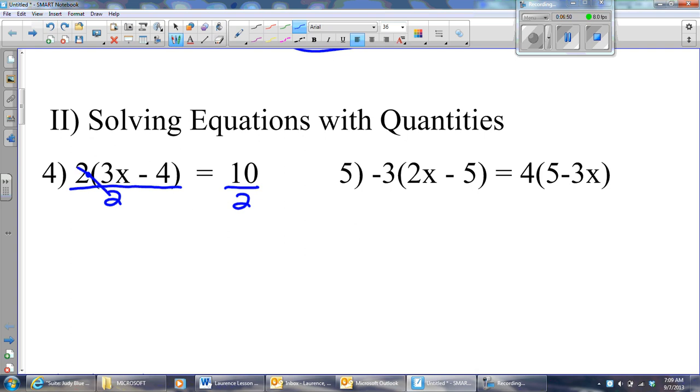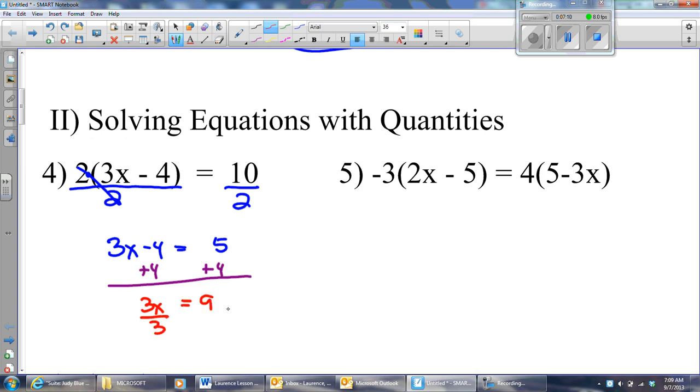The 2's would cancel, leaving me with a 3x minus 4, and then a 5. And now I have the two-step equation I was talking about. I'll add 4 to both sides. And then I will get 3x equal to 9. And I will divide by 3 and divide by 3. And x is going to equal 3. And notice I got the same exact answer.